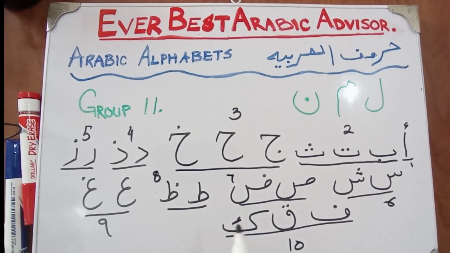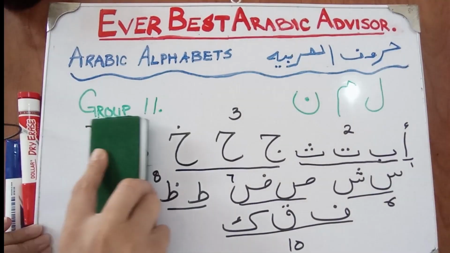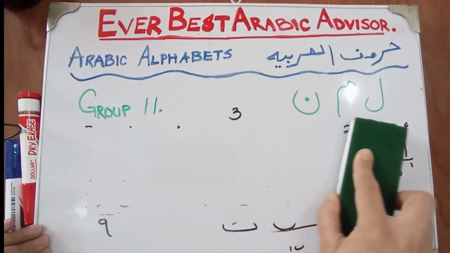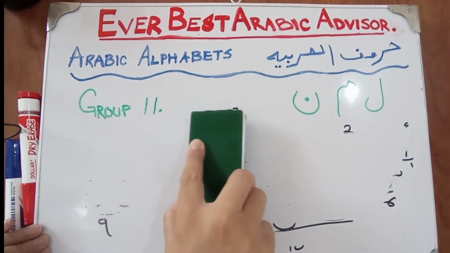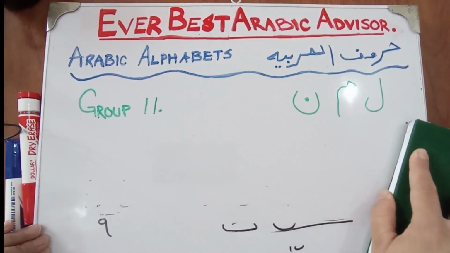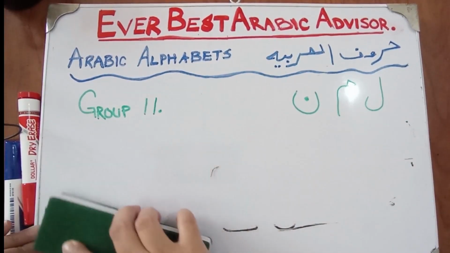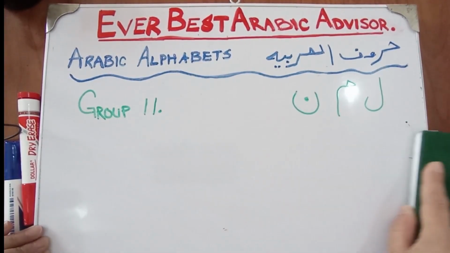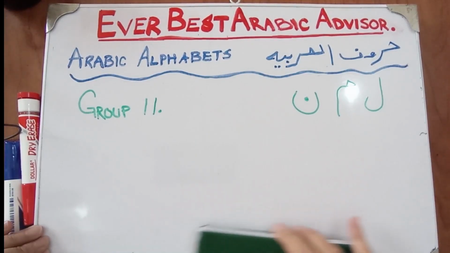That's why we are learning Arabic alphabet in groups. Learning Arabic alphabet groups is very easy. In this way, you learn things in a pattern, and learning in patterns in groups is very easy to memorize. And also, you learn it very fast without wasting time.